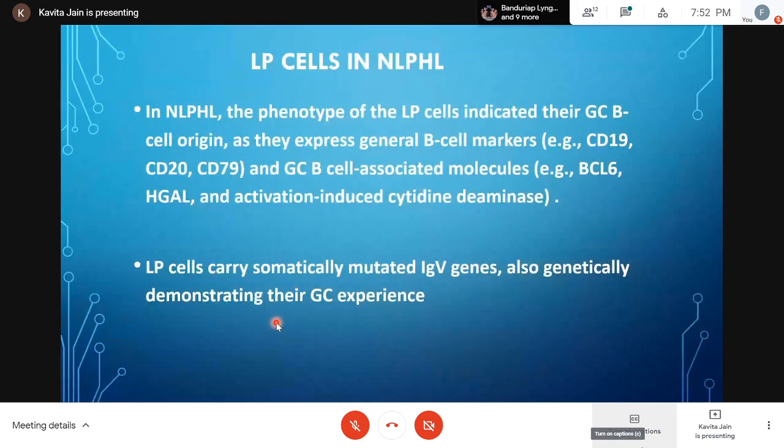In NLPHL, however, they maintain the decorum of the germinal center B cells, and they express the general B markers. And again, the molecular studies reveal the somatically mutated IgV genes, also genetically demonstrating their GC experience. So in nodular lymphocyte predominant, they have the retained B cell markers.